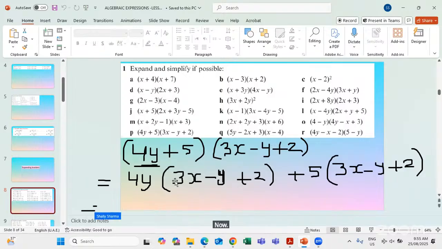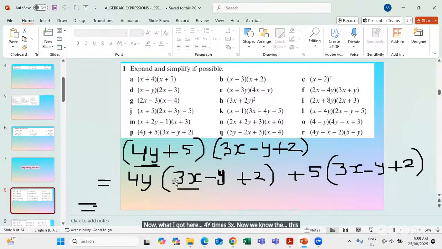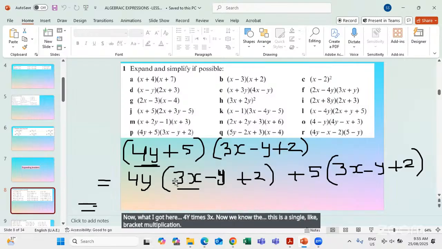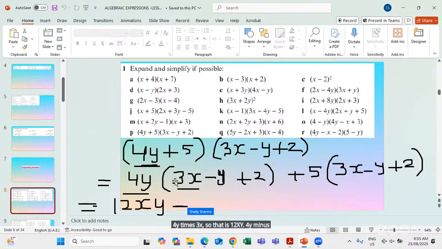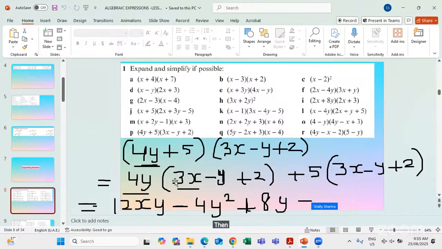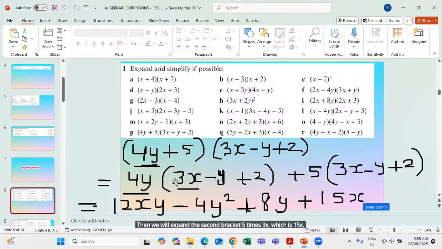Now what I got here is 4y times 3x. This is a single bracket multiplication. 4y times 3x is 12xy. 4y times minus y is minus 4y squared. Then 4y times 2 is positive 8y. Then we expand the second bracket: 5 times 3x is 15x, 5 times minus y is negative 5y, and 5 times 2 is positive 10.